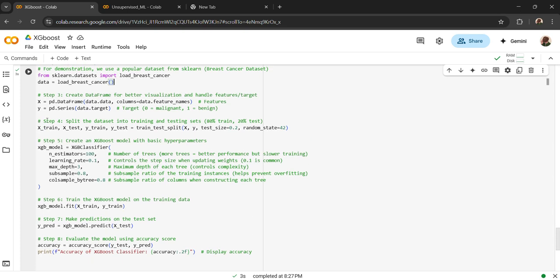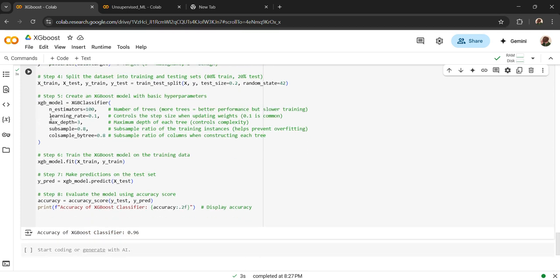Then X-train, Y-train, same. But here, I have ordered the step by step. Here, number of trees. Estimators is nothing but number of trees. How many decision trees you want? Here I consider 100, but you can try 5, 3, 10, something like that.